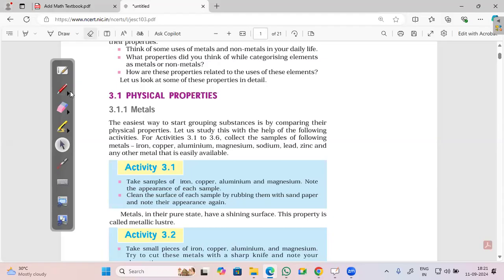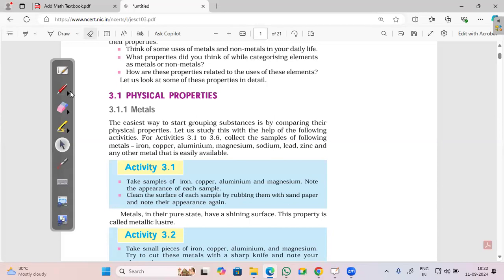So we got here that metals are solids at room temperature except mercury. What about the non-metals? Are they also solids at room temperature? No, sir, except for bromine. Some of the non-metals are solids, some are liquids, and some are gases.